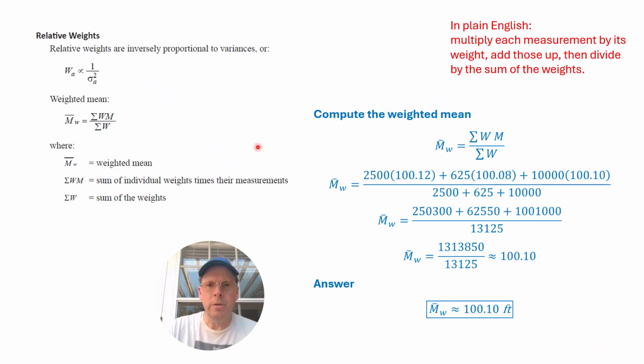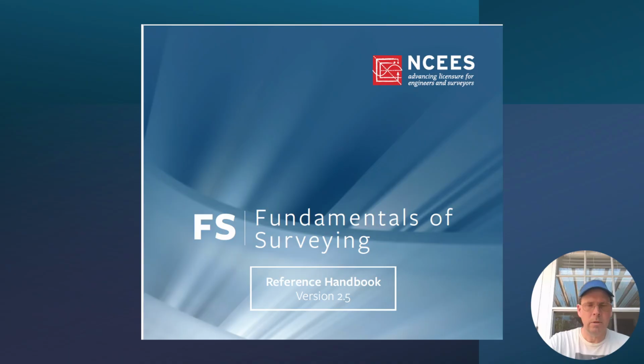And then finally, we're going to compute the weighted mean. You multiply each measurement by its weight, add those up, and divide by the sum of the weights. The weighted mean is the sum of the individual weights times their measurements divided by the sum of the weights. From the previous slide, we put in these numbers and the measurements, and the weighted mean is 100.10 feet. And let's go ahead and see what equations we have coming up next here.